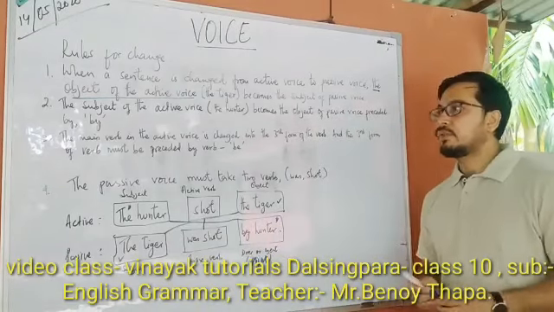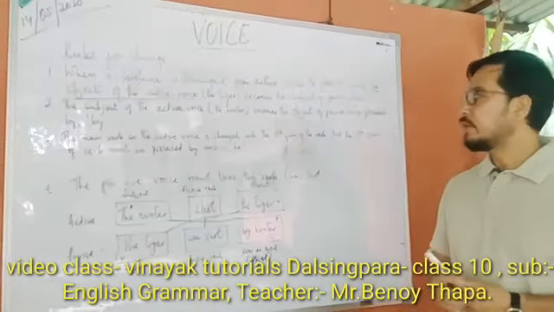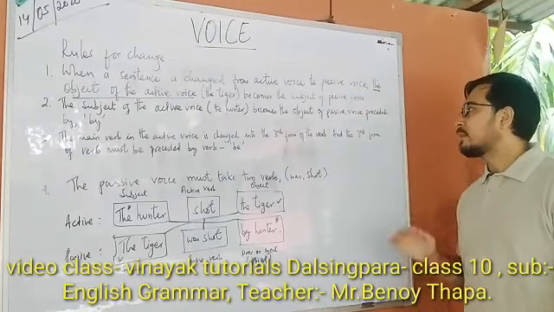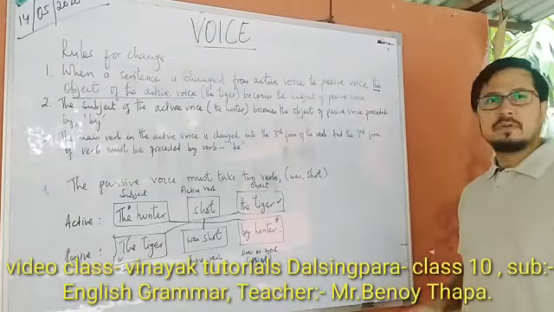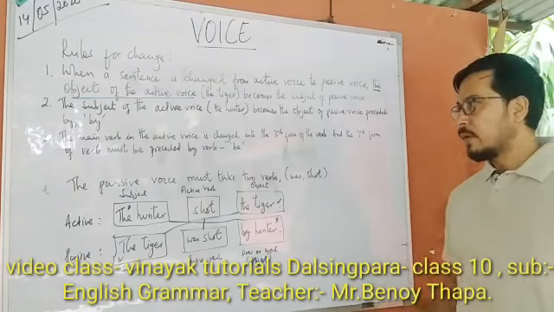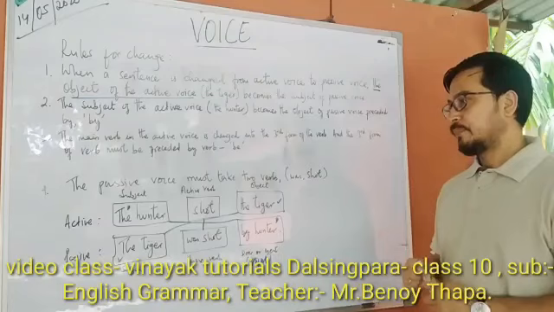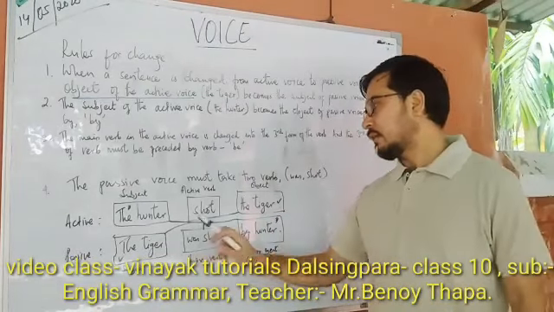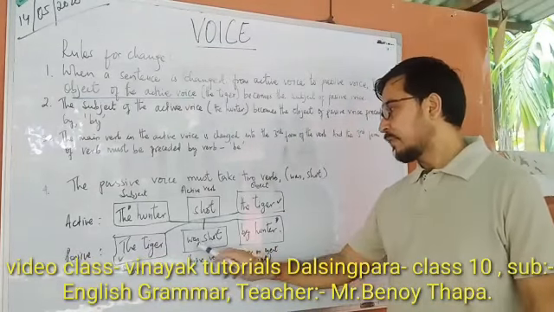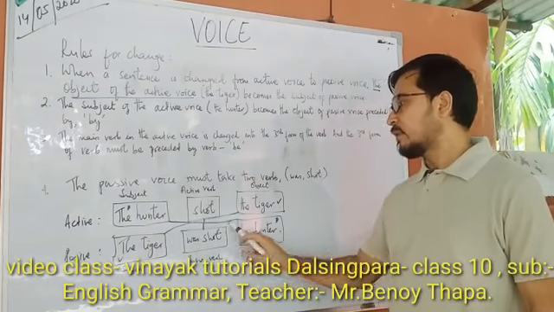Number 3, the main verb in the active voice is changed into the third form of the verb, and the third form of the verb must be preceded by the verb be. In the same way, number 4, the passive voice must take 2 verbs, that is was shot. Now look at the passive voice: The tiger was shot by hunter. So was shot takes the 2 verbs.